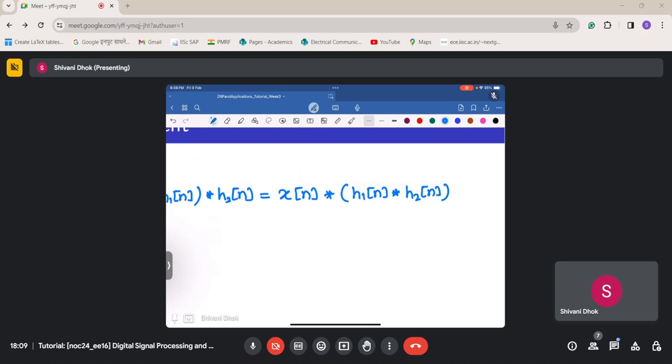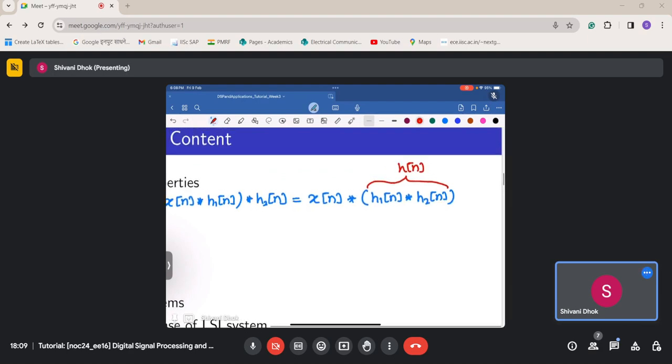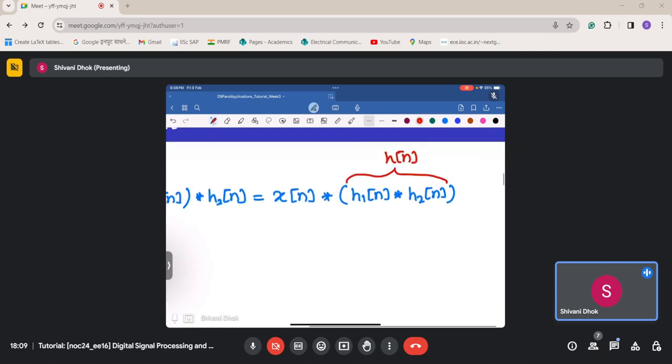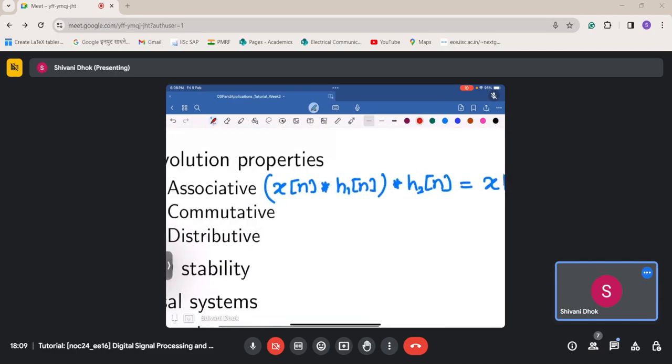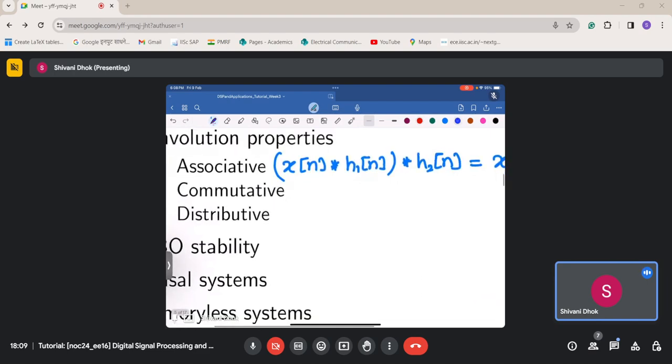This is an equivalent system response for a cascade system. So this thing here is known as the associative property. Another thing that we looked at is the commutative property. It says that H1 convolved with H2 is exactly equal to H2 convolved with H1.